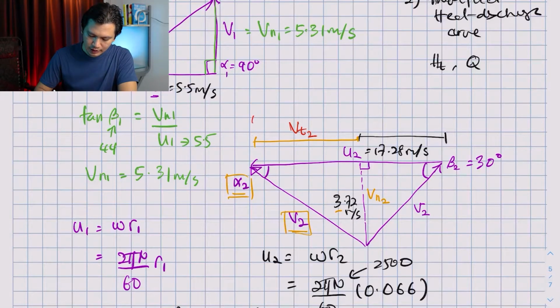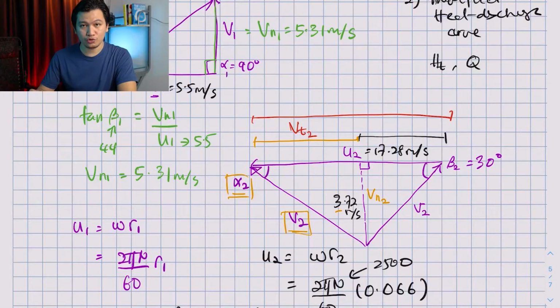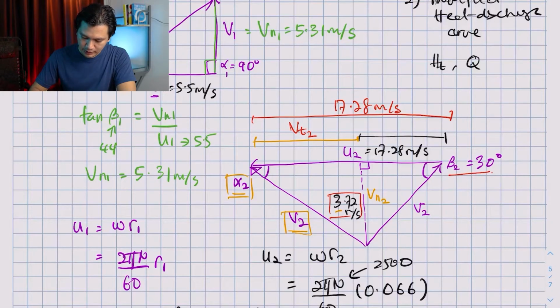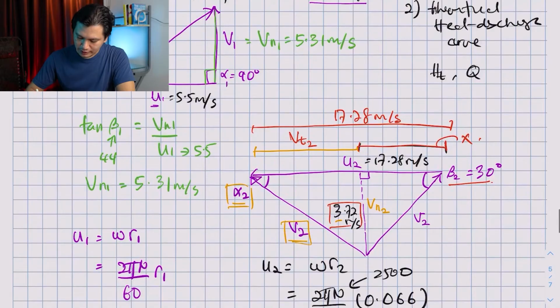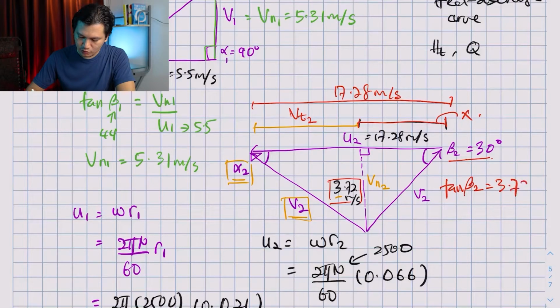Okay, we know that the total length of this distance is U2, right? And U2 is 17.28 meter per second. Okay, and now that I have beta 2 equal to 30 degrees and I have this information, I can actually find this distance. So that distance, I'm going to call it x. So to find x, I'm going to take the tangent of beta 2. This is equal to 3.72 over x. And if I want to find x, x is 3.72 divided by tangent of 30.